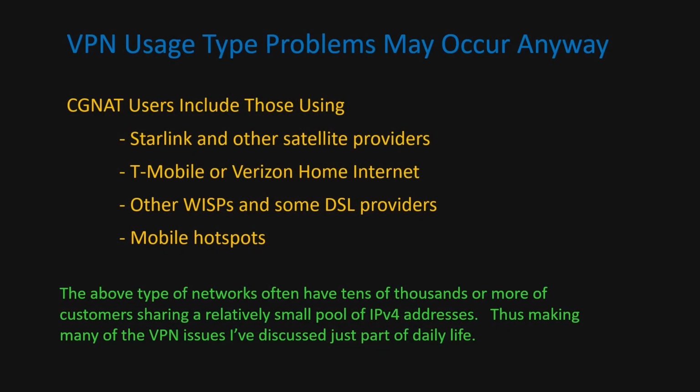If you're on Starlink or other satellite provider, if you're on T-Mobile or Verizon wireless home internet, where you're going to be under what's called CGNAT, Carrier Grade Network Address Translation. What CGNAT boils down to is the ISP is recycling IPv4 addresses since it only has a limited pool for its total customer base.